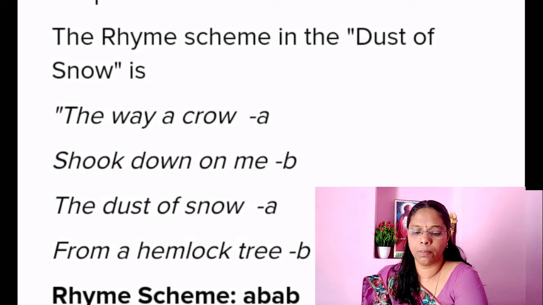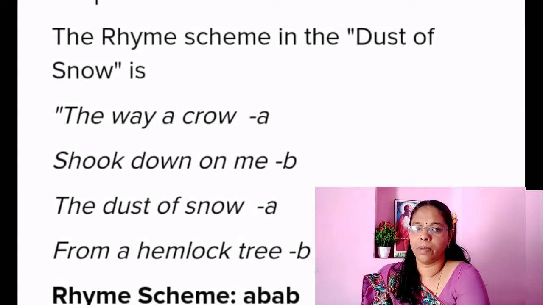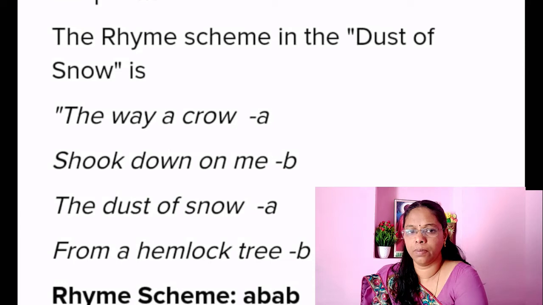So A, B. Now if we talk about the poetic devices, alliteration. What is the rhyme scheme in the next stanza? The same pattern is followed. So A, B, A, B for Dust of Snow.